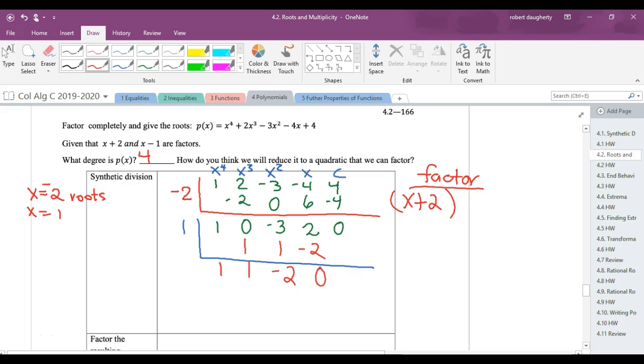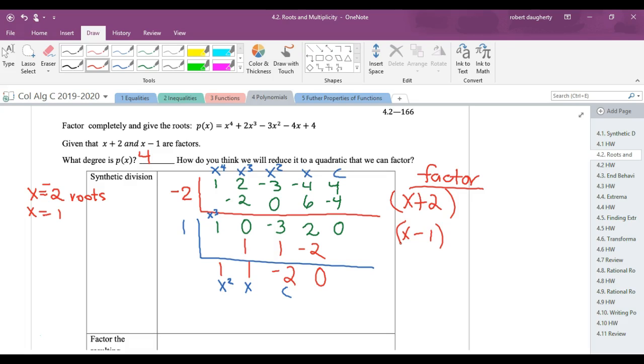Okay? So if this was my x to the fourth, this would have been my x cubed. What is this going to be? x squared, x, and constant. Okay? And what does this mean? What factor did I just find here? Those are the two factors that I know. I was given that information to start with, x plus 2, x minus 1.